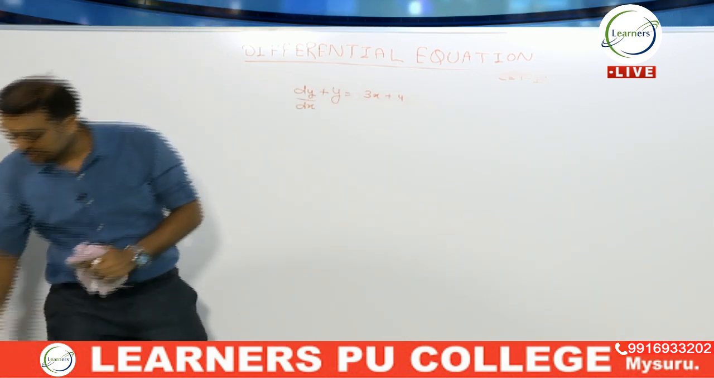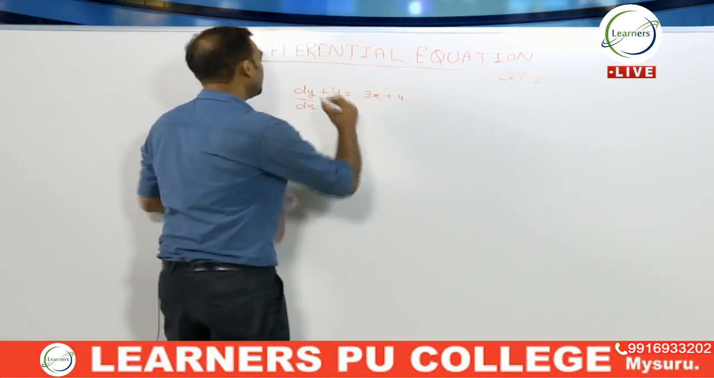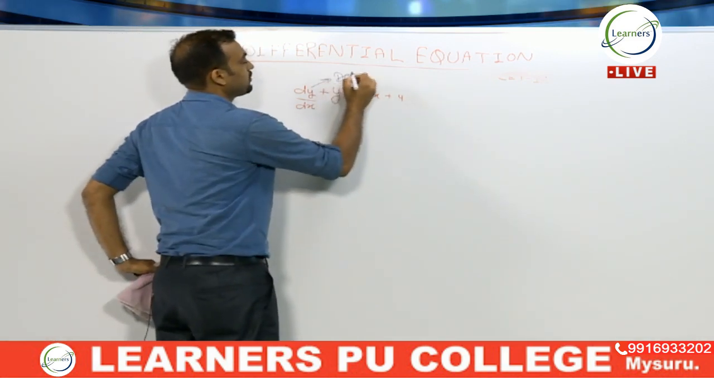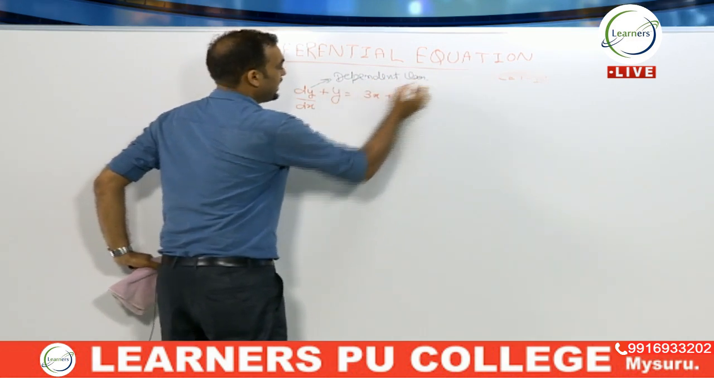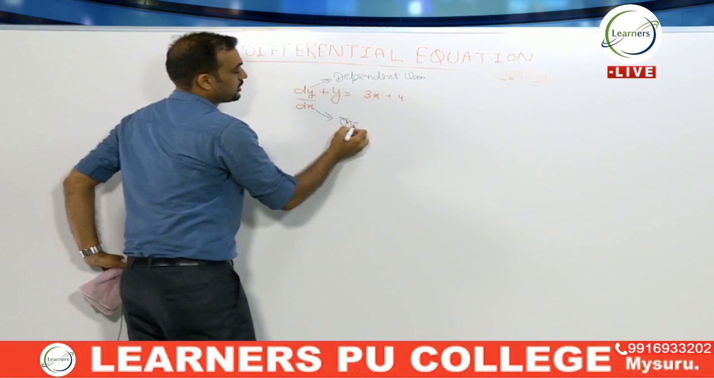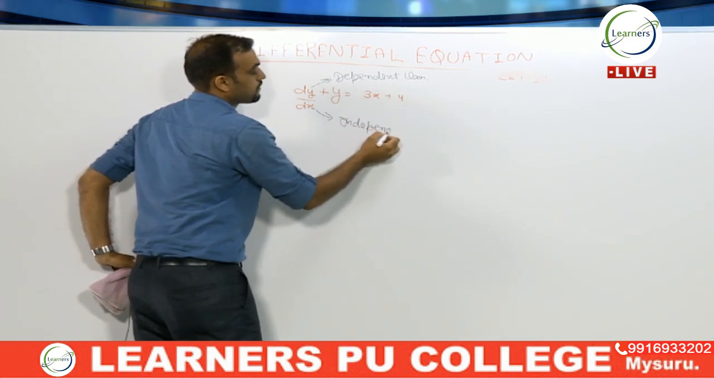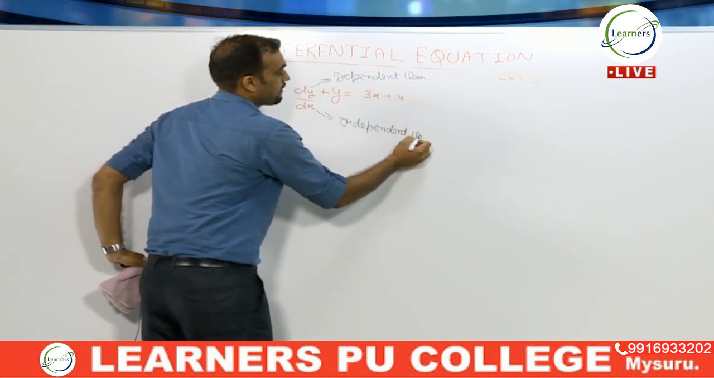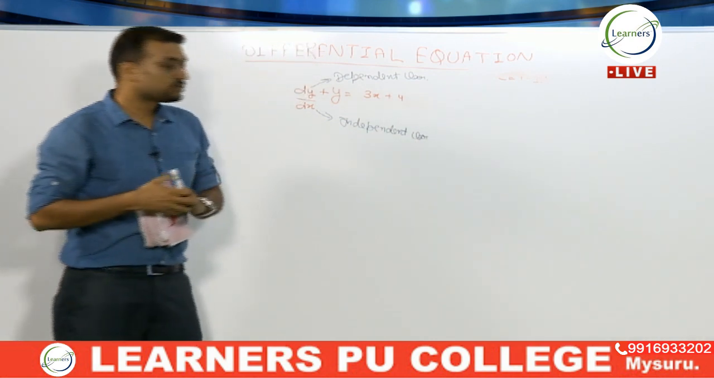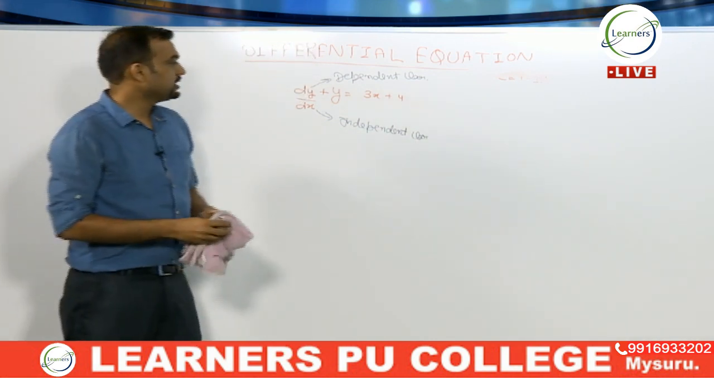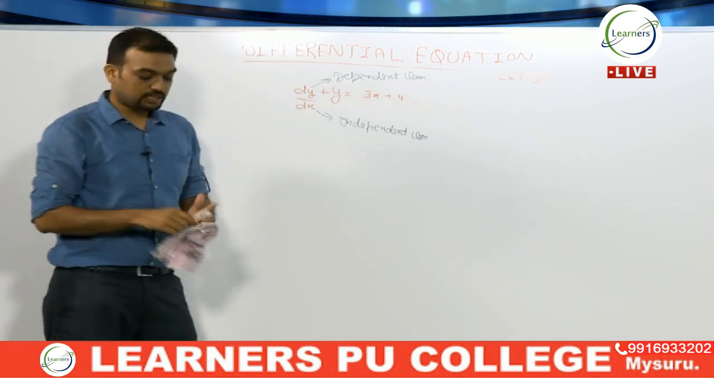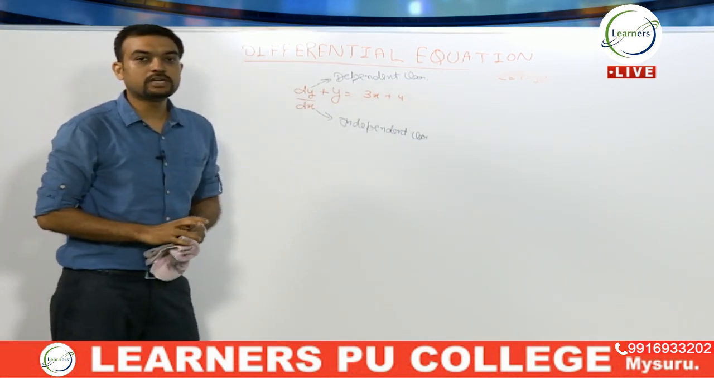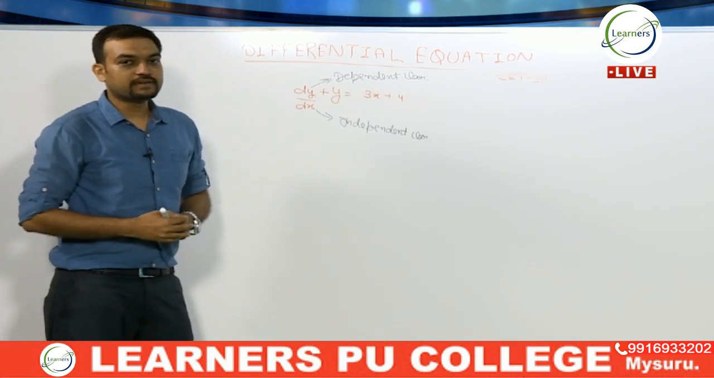Here y is called the dependent variable and x is called the independent variable. So the equation which contains a dependent variable, an independent variable and at least one derivative of the dependent variable with respect to the independent variable is called a differential equation.